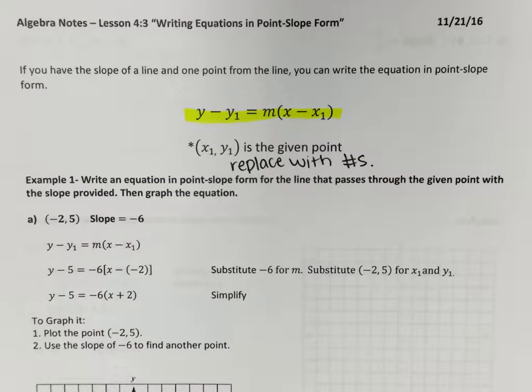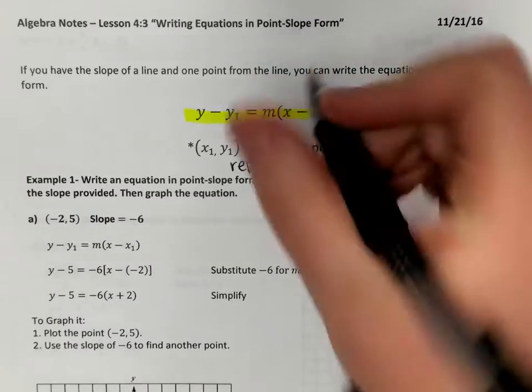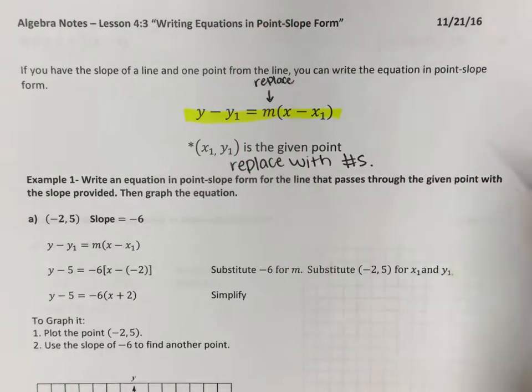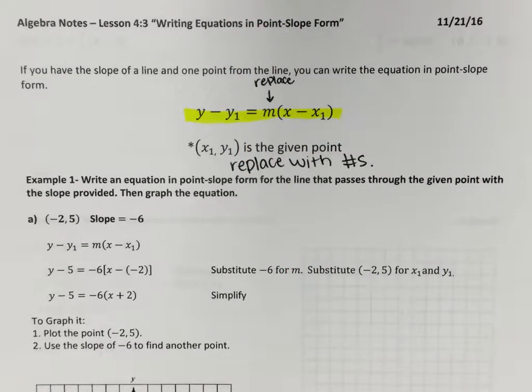What is the other thing that we always replace with a number? M. We always replace M too. So, we're also going to replace M with a number, okay? Regular y and regular x always stay, just like they did in slope-intercept form. We always had y equals a number, x plus a number, okay?